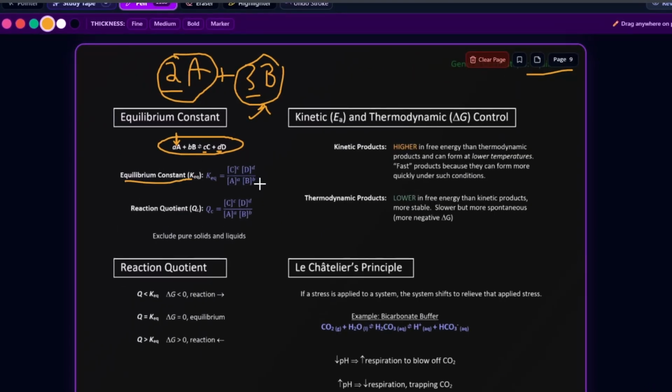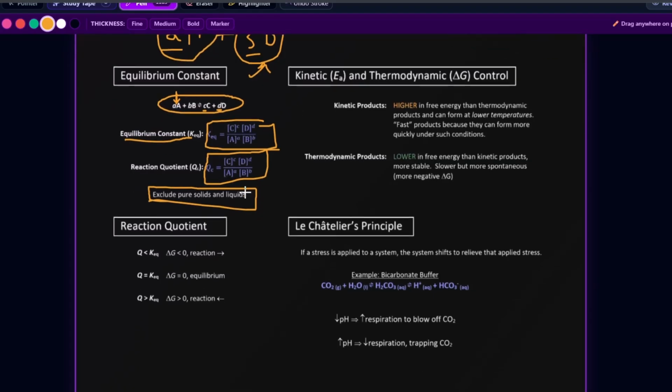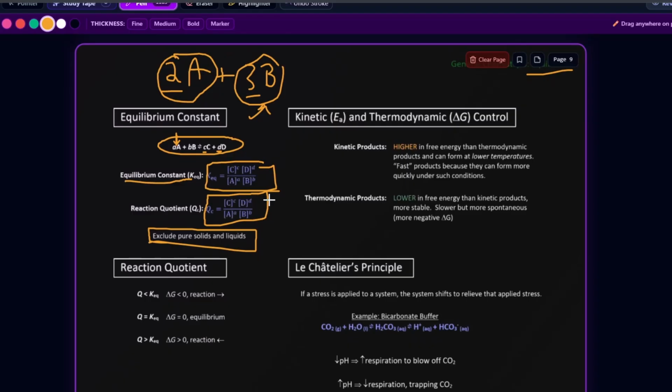So Keq, this is the formula for Keq. And you notice that the formula for Keq is the same as for the reaction quotient, otherwise known as Qc. And you have to exclude pure solids and liquids. The reason why Keq is also the same formula as the reaction quotient and vice versa is because basically it's looking for the same thing but at a different time, right? So Keq is looking at what's happening at equilibrium, but Qc is not at equilibrium.